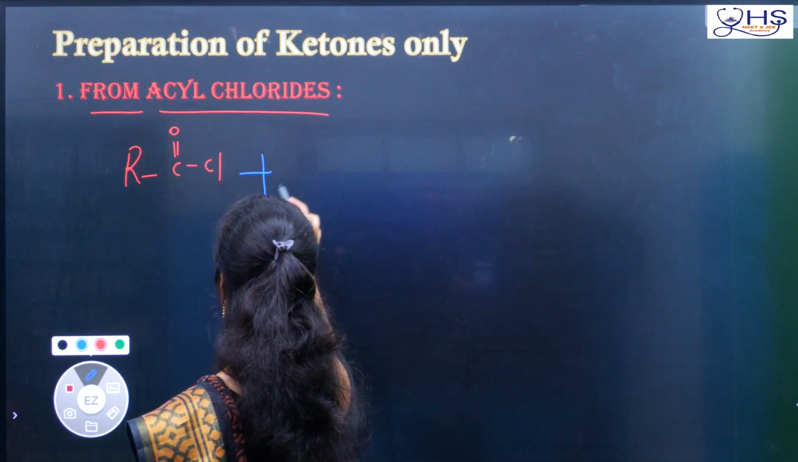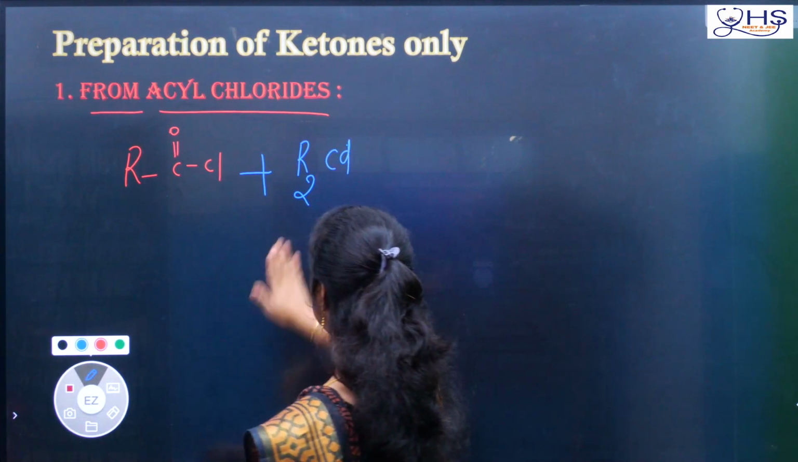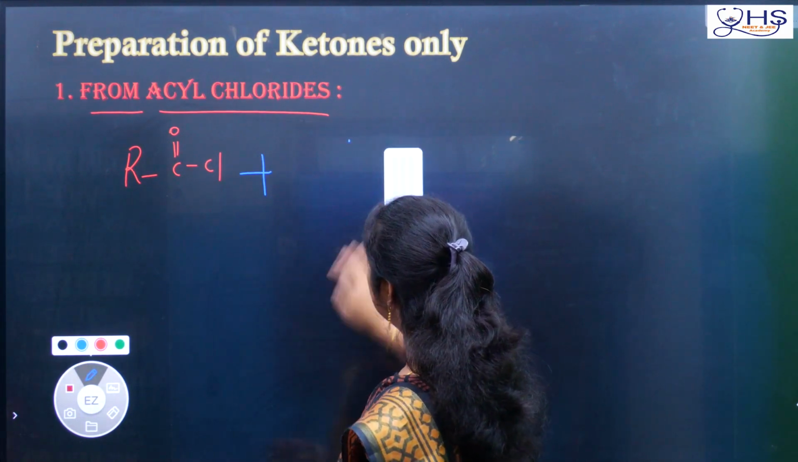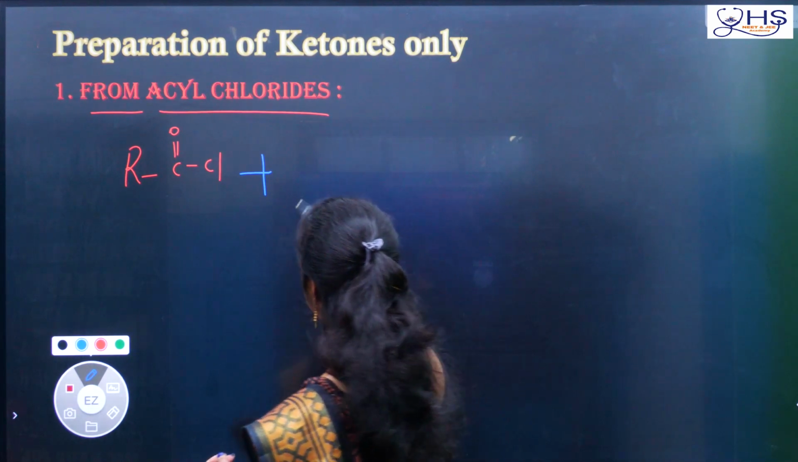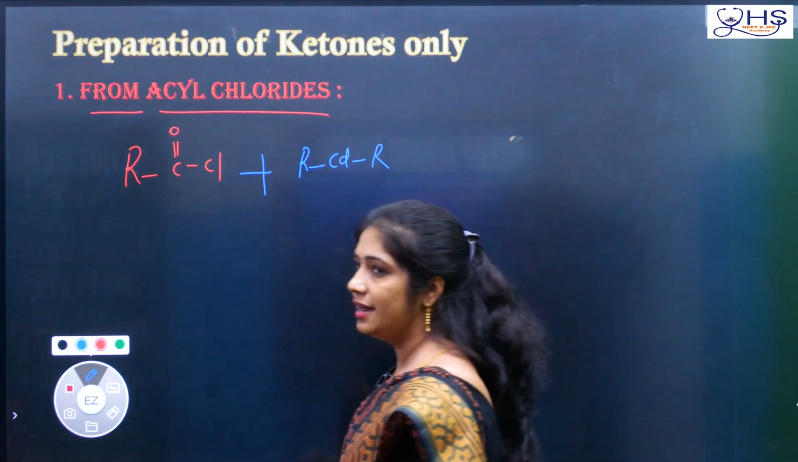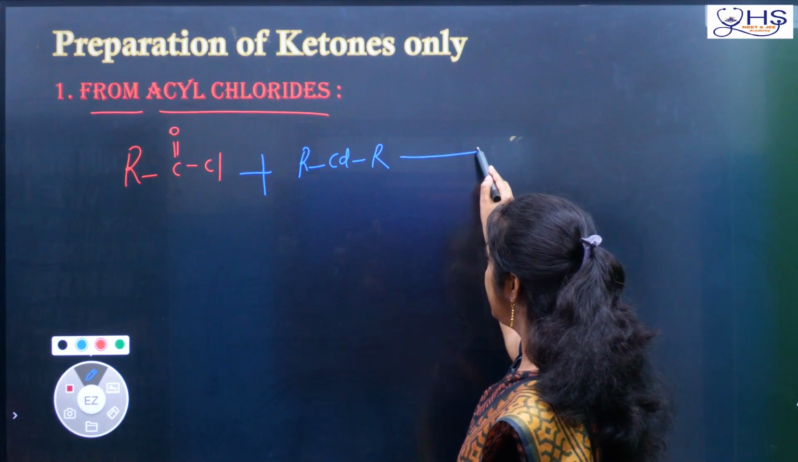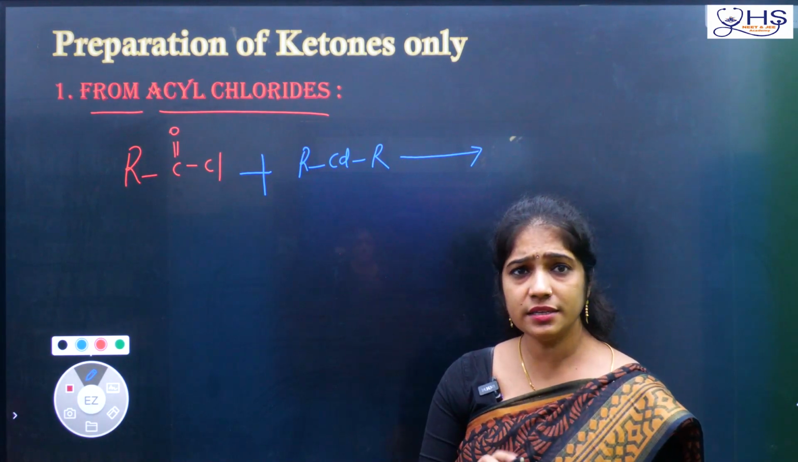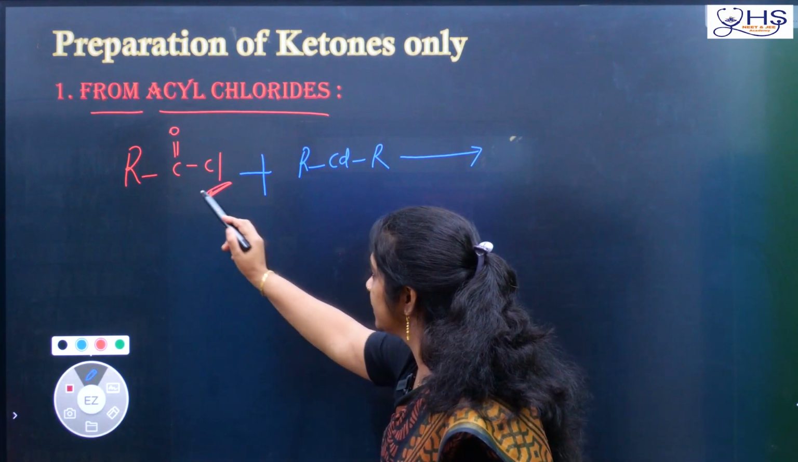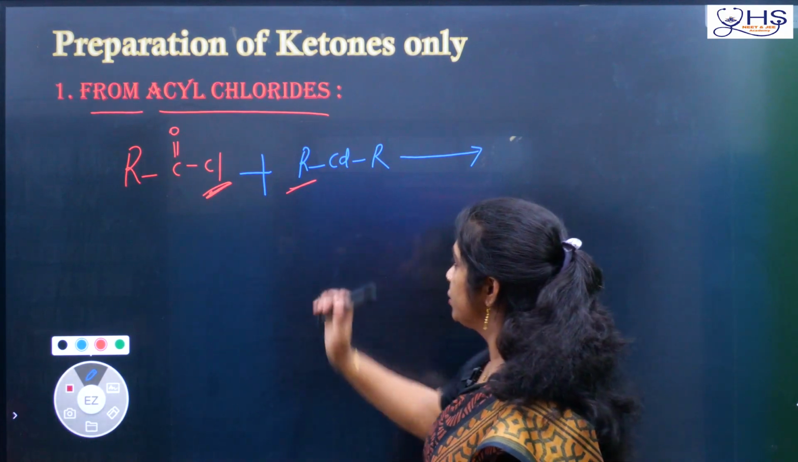If you treat it with dialkyl cadmium, R2Cd, the cadmium valency is 2, so we can write R on one side and another R on the other side. When acyl chloride is treated with dialkyl cadmium, what are we going to do? Very simple. This Cl group we are going to replace with an R group.